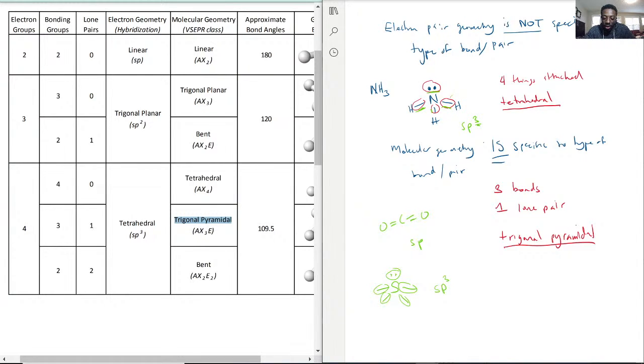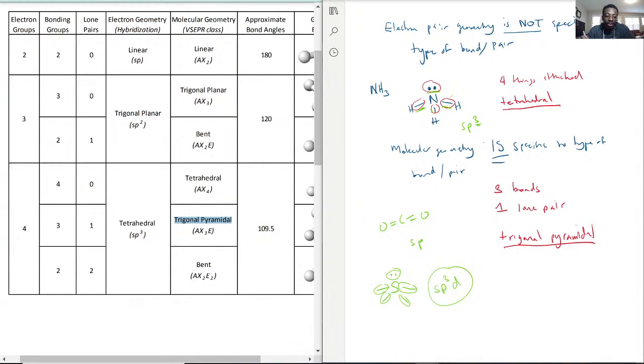So now we have 4, and then we go into our D shell. This would be sp3d hybridized for that sulfur. Okay, but the point being though is that that's what the electron pair geometry is based on. It's not specific to the type of bond it has, it's just based on its hybridization.